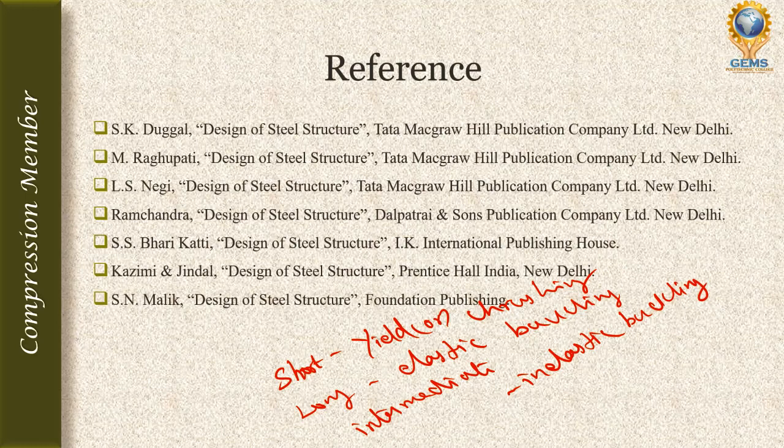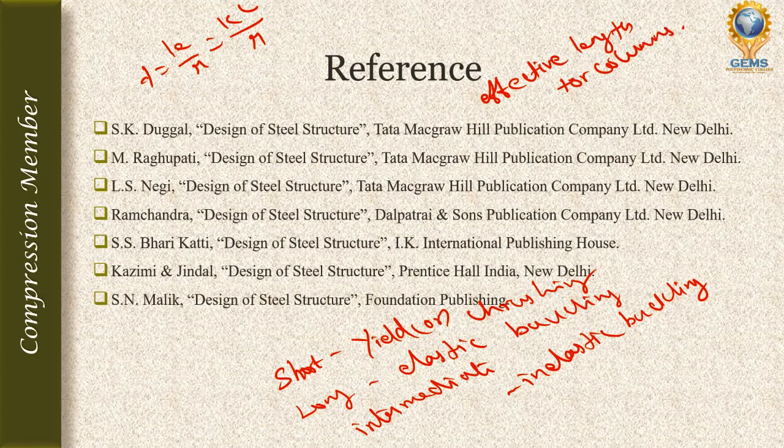And after that, we saw the slenderness ratio, that is lambda is equal to LE by r, that is K into L by r. So L is the actual length and LE is the effective length. So we saw the effective length for column. There are 7 conditions in that, and we saw the effective length for strut also. So for discontinuous member or continuous members, we have to assume the particular K value from it. Thank you.